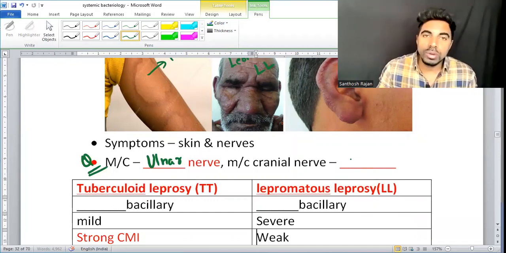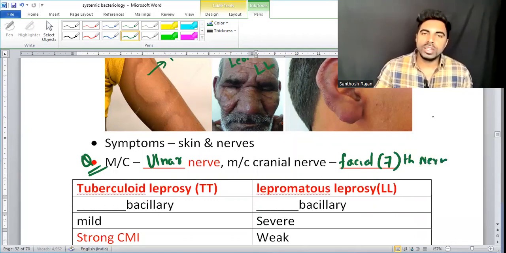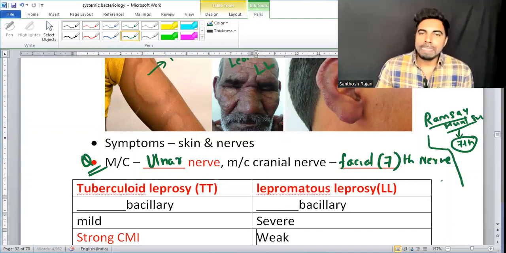Among cranial nerves, the most commonly affected is the one related to the ear, as I saw just now. So which nerve it should be? The facial nerve, the seventh nerve. Facial nerve, seventh nerve, is the most common. Ramsey-Hunt syndrome, you remember, right? That is herpes. That is also the seventh nerve. Remember that. It's very important.